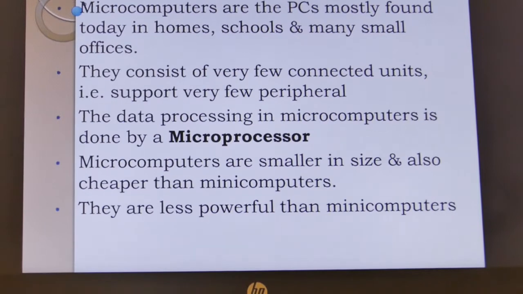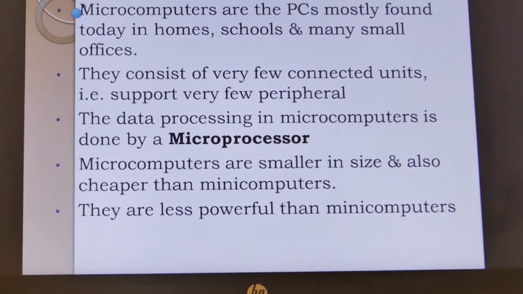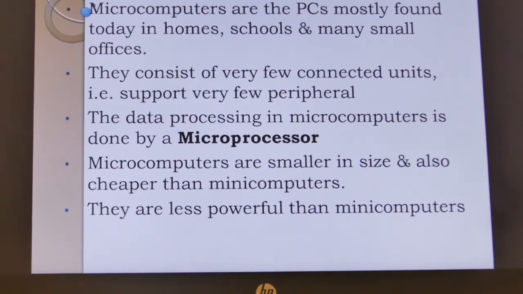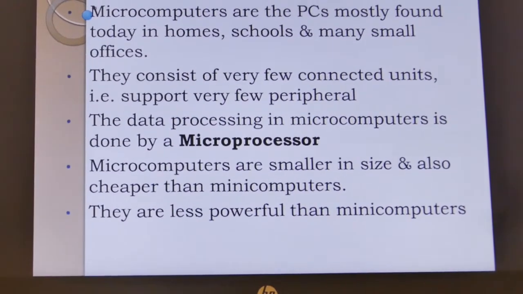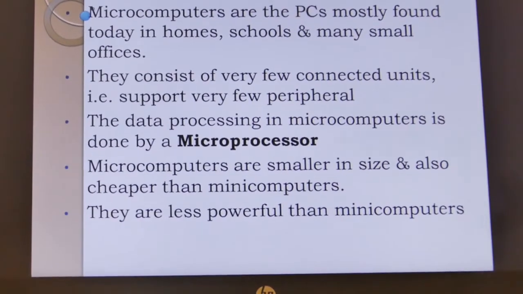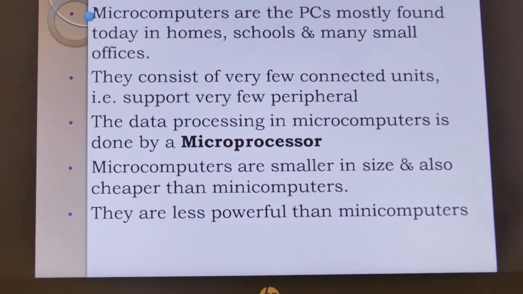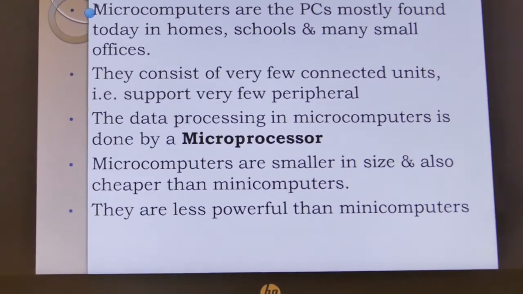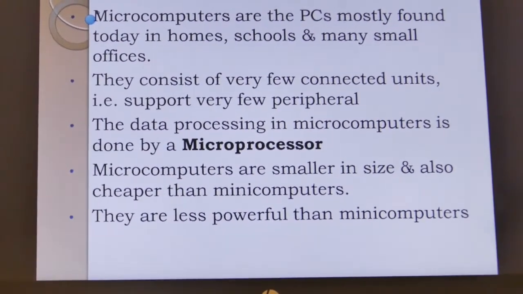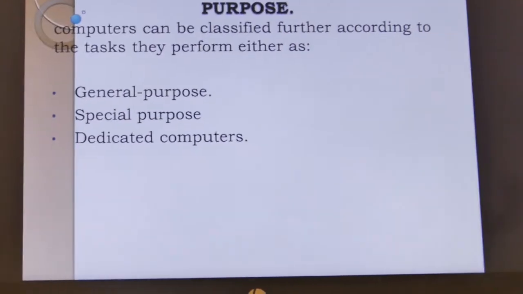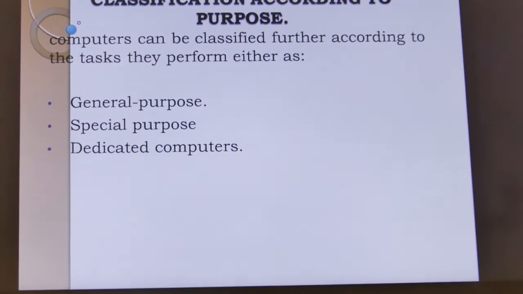The data processing is done by a microprocessor, and that's where the name microcomputer comes from. Microcomputers are also smaller in size and cheaper than minicomputers. They are less powerful than minicomputers. Now we are through with classification according to physical size.